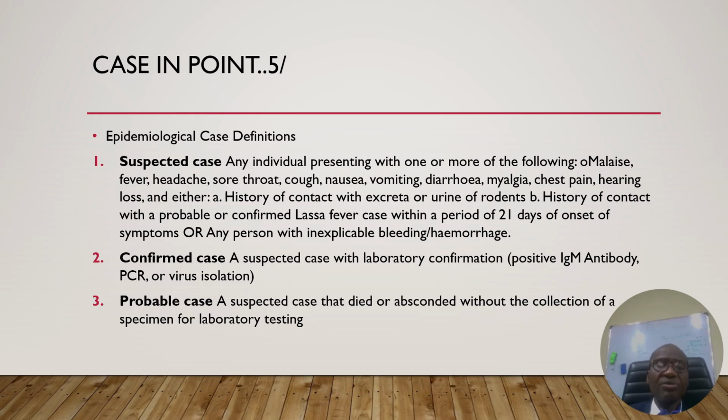A confirmed case is a suspected case with a positive PCR, that's laboratory confirmed, or serology, IgM, IgG virus antibody demonstrated. Virus isolation, which is not usually done in our setting, is also possible as a way to confirm the diagnosis. A probable case is a case that died without the collection of a specimen for lab testing. It has all the clinical criteria, but there's no lab confirmation.